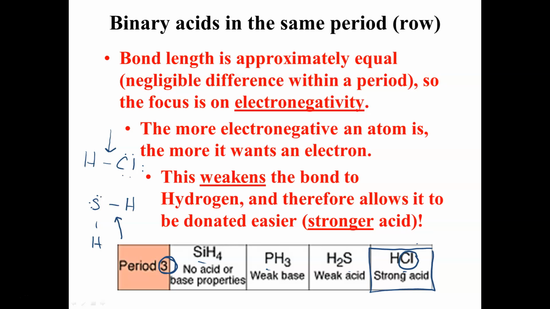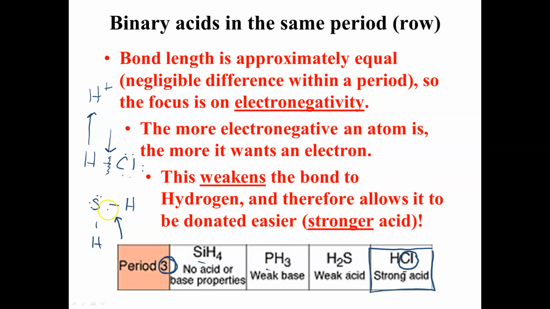What does that mean then? It means the chlorine wants the electrons in this bond here a little bit more than the sulfur wants the electrons in this bond, because chlorine has a higher electronegativity. Well, if chlorine is trying to hog these electrons from this bond, that actually weakens the HCl bond, right? If chlorine wants them, hydrogen can't have them, right? So it allows this bond to break a little bit easier and allows the hydrogen to be donated, all right?